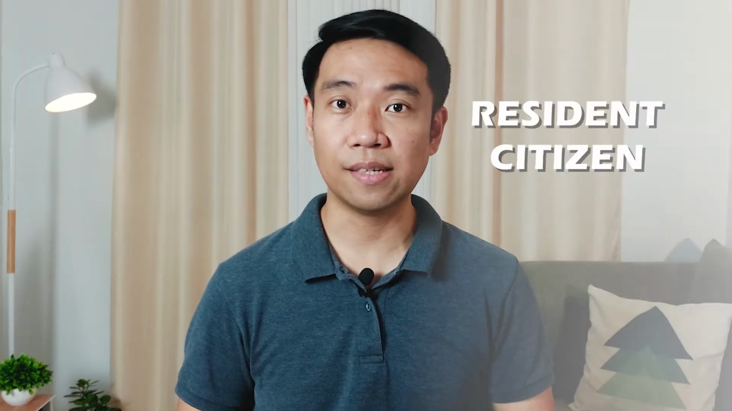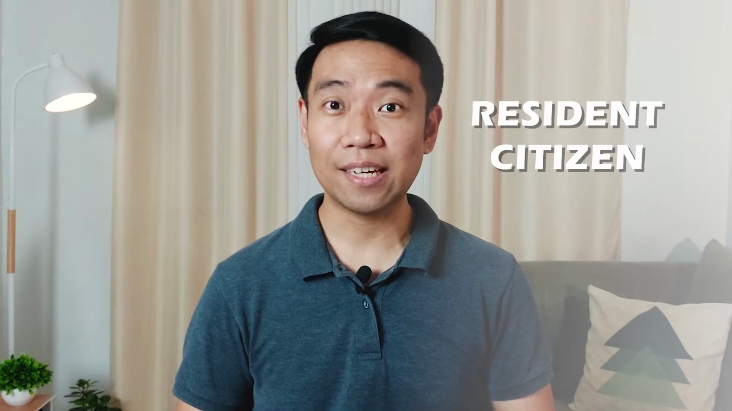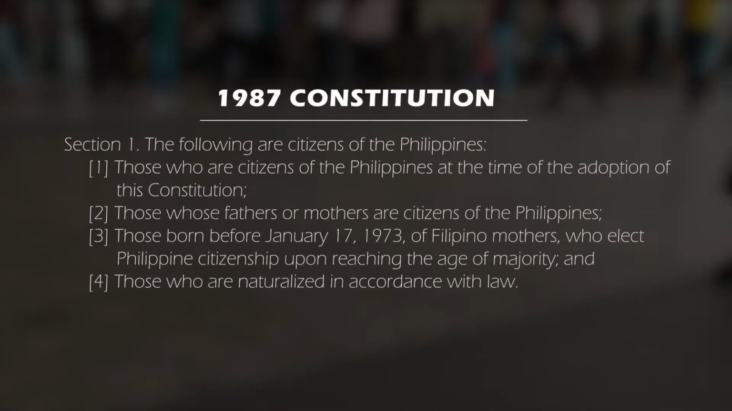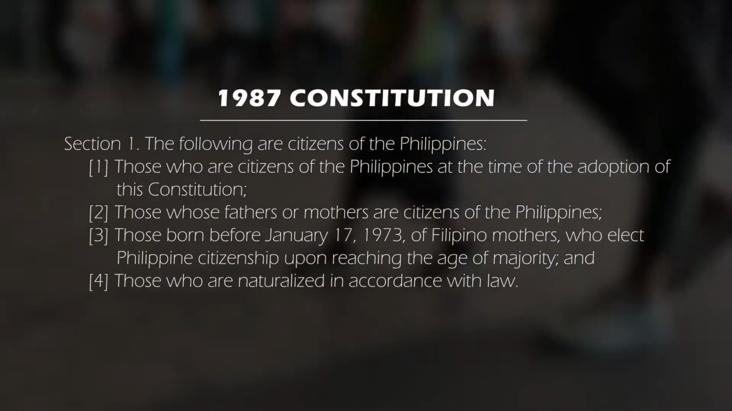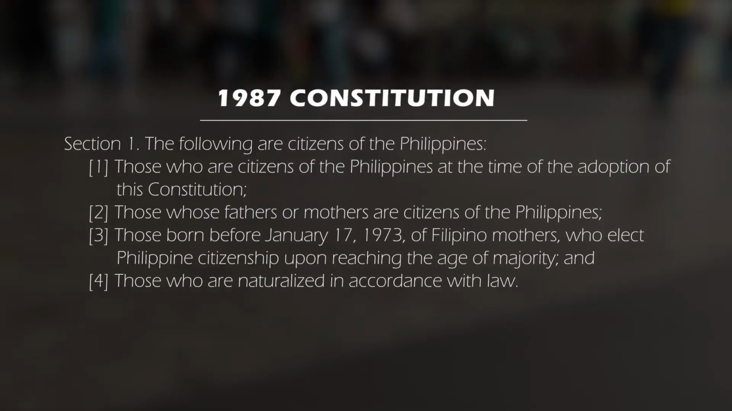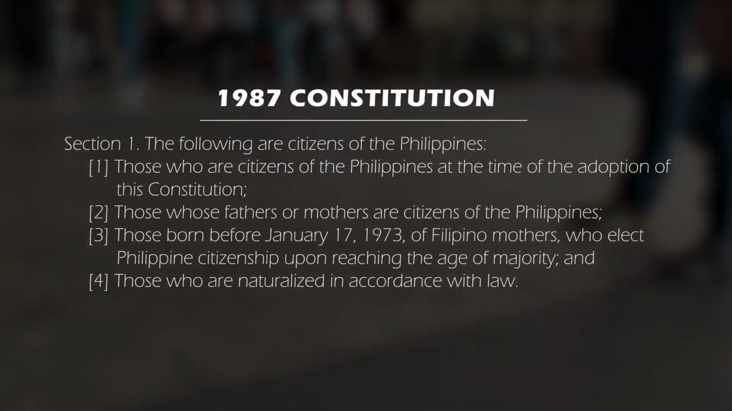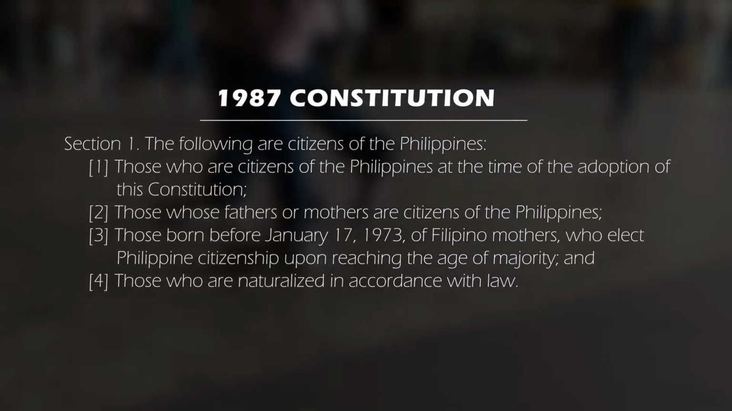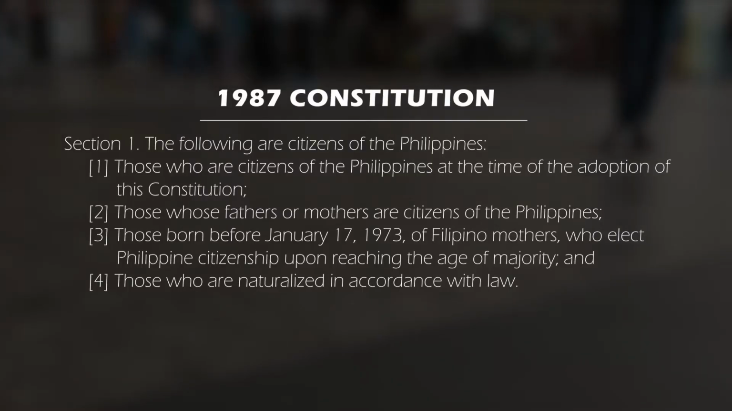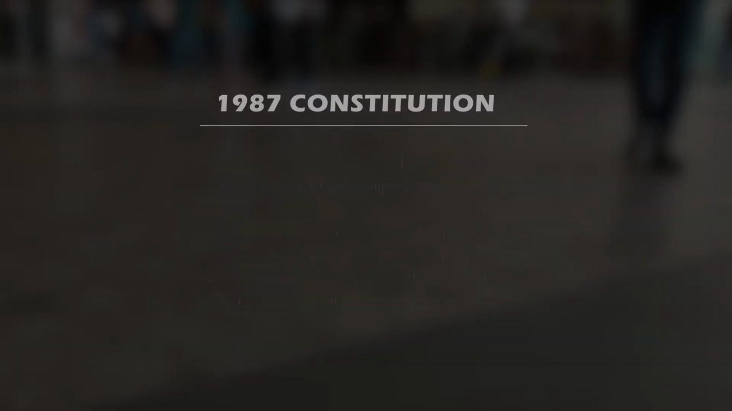Now when we say resident citizens, as the term suggests, these are citizens who reside within the Philippines. The 1987 Constitution defines the following as citizens of the Philippines. First is those who are citizens of the Philippines at the time of adoption of the 1987 Constitution. And then those whose fathers or mothers are citizens of the Philippines. Third would be those born before January 17, 1973 of Filipino mothers who elect Philippine citizenship upon reaching the age of majority. Then lastly, those who are naturalized in accordance with the law.